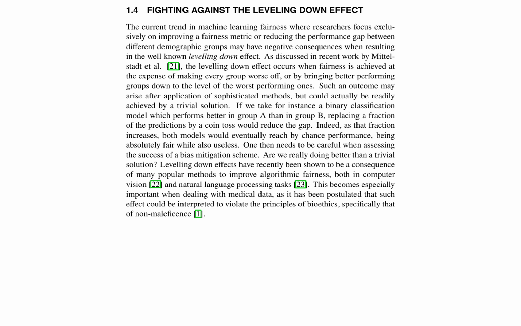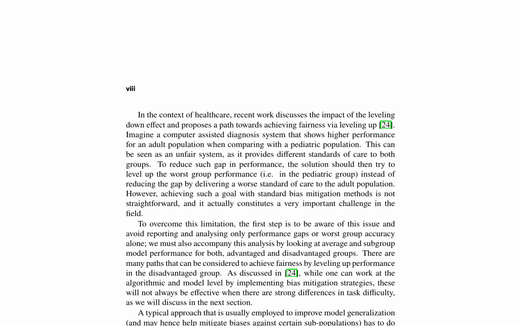Therefore, it is necessary to be careful when assessing the success of a bias mitigation scheme and ensure that we are doing better than a trivial solution. In healthcare, the leveling down effect has been a topic of discussion, with a proposed path towards fairness through leveling up. This concept is illustrated by a computer-assisted diagnosis system that performs better for adults than for pediatrics, resulting in unfair treatment. The solution should aim to improve the worst group's performance, rather than reducing the gap by delivering a lower standard of care to adults.